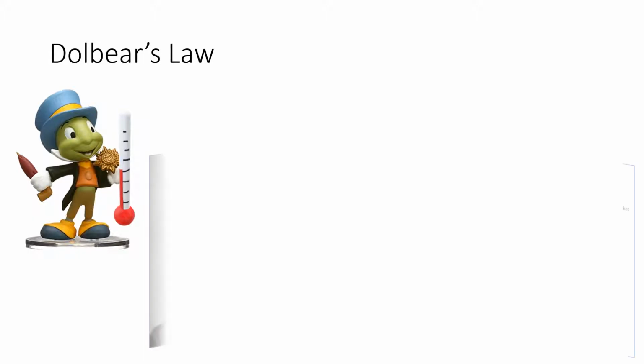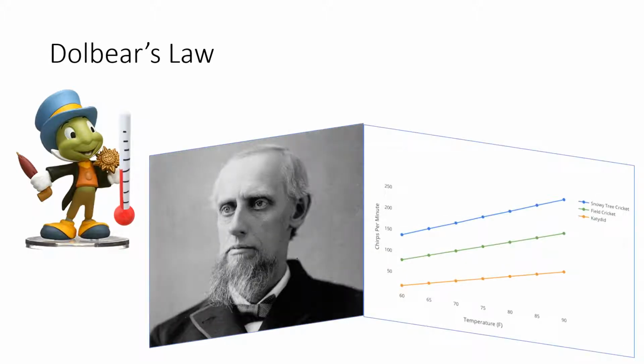Did you know that the speed at which crickets chirp is actually related to the temperature of their surroundings? In fact, about 100 years ago, a guy named Amos Dolbear came up with something that would later become known as Dolbear's Law, which says that there's a relationship between the temperature in degrees Fahrenheit and the number of chirps per minute for different types of species of crickets.